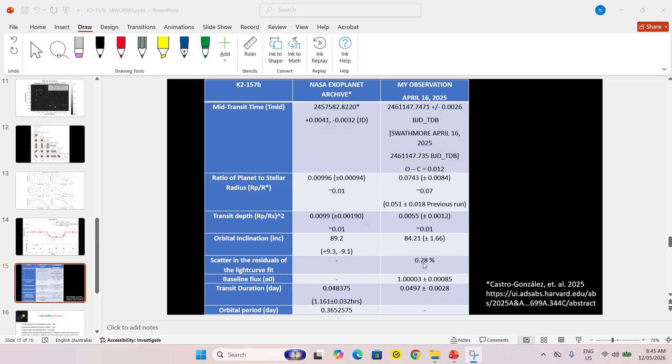And my sigma is 0.28%. The transit duration was comparable. NASA says 0.048375, and mine was 0.0497. The NASA Exoplanet Archive data comes from the most recent paper by Castro Gonzalez in 2025.